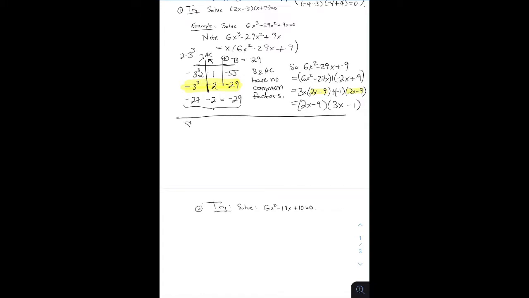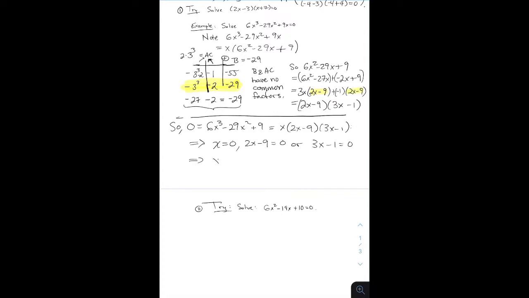So 6x cubed minus 29x squared plus 9x is equal to x times (2x minus 9) times (3x minus 1). The product of these numbers is 0. I should put the 0 on this side. So that tells us either x is 0, 2x minus 9 is 0, or 3x minus 1 is 0.